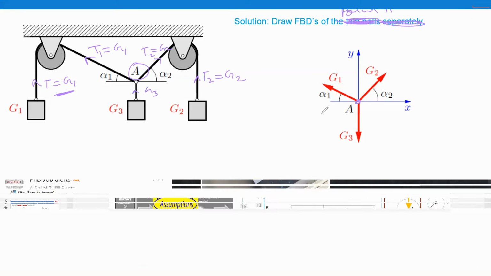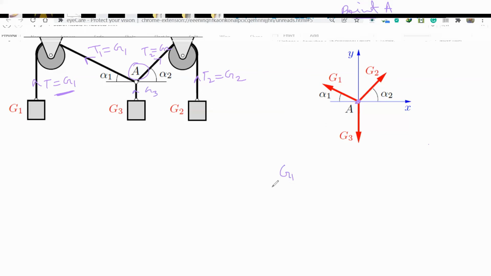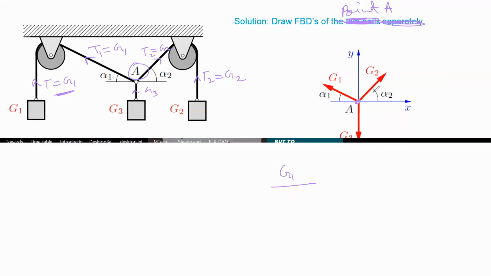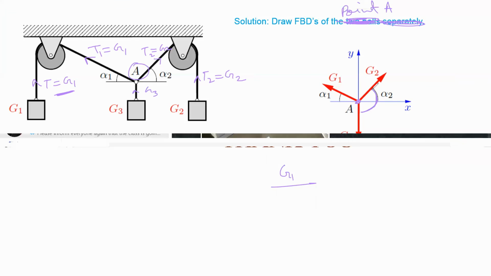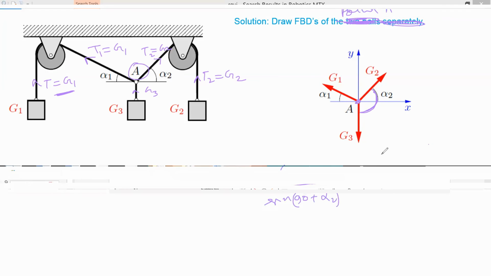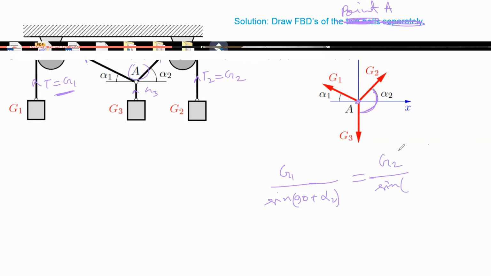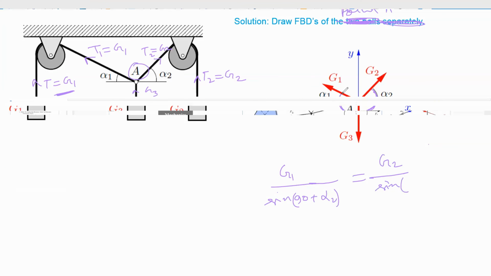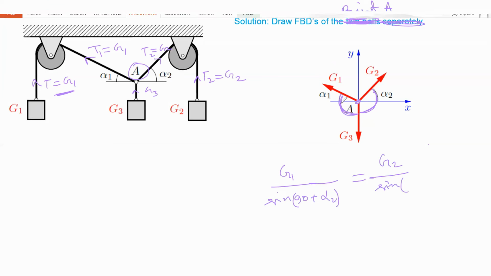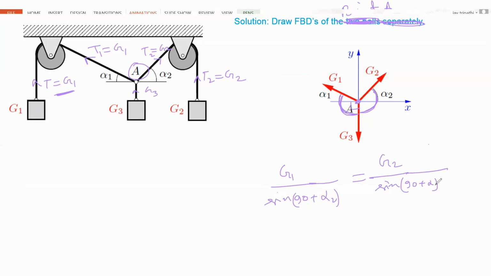Now you can apply Lami's theorem if you wish. If you want to apply Lami's theorem, what will you get? You will get G1 divided by sine of this angle. What is this angle? This angle is 90 plus alpha 2. Now let's take another force G2. So G2 divided by sine of which angle? This angle is alpha, this angle is 90 degrees, so you will get 90 plus alpha 1.